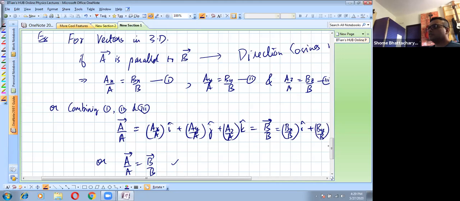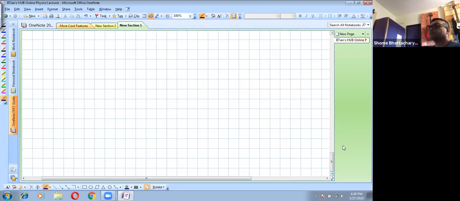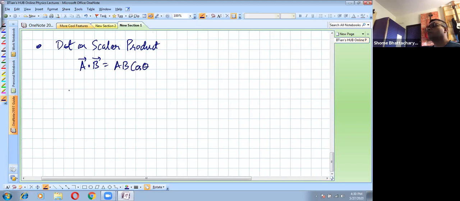Okay. Then the other thing we saw was the dot product of two vectors. So dot or scalar product. We saw that by definition, A dot B was product of magnitudes into cos of angle between them, but also in component form, A dot B became product of x components plus product of y components plus product of z components.